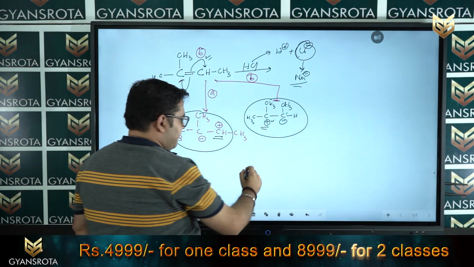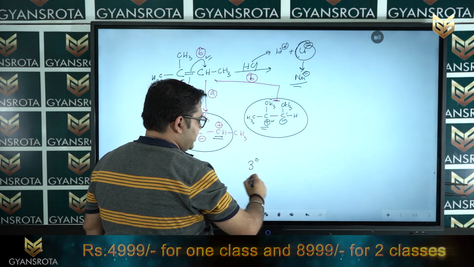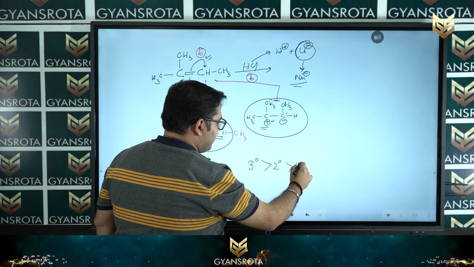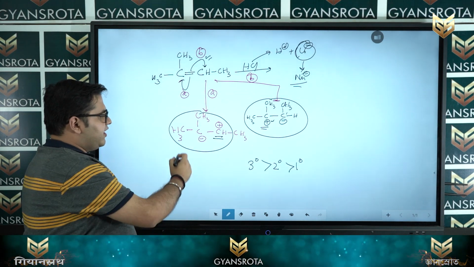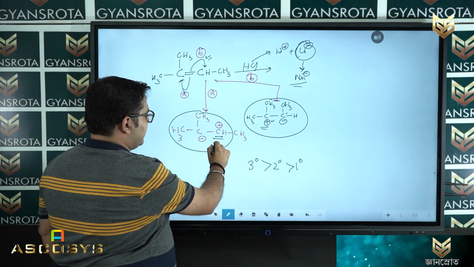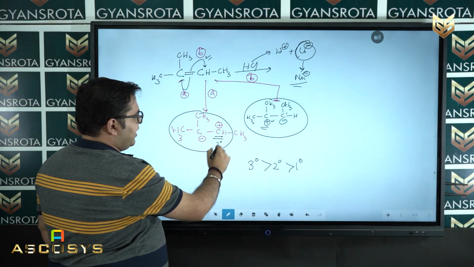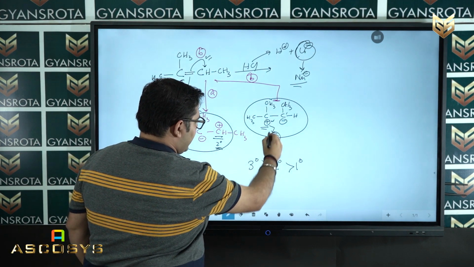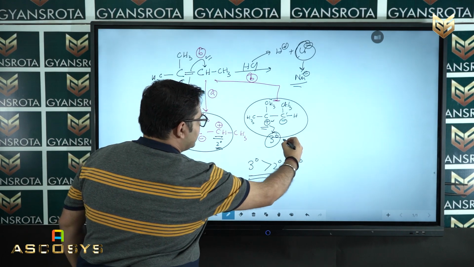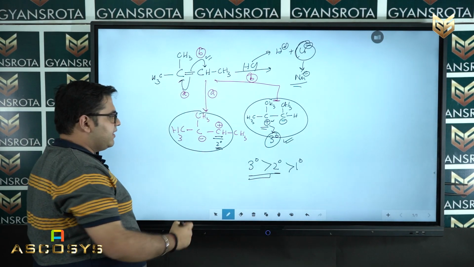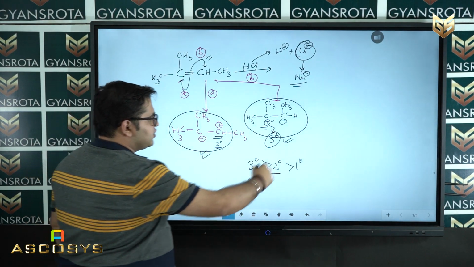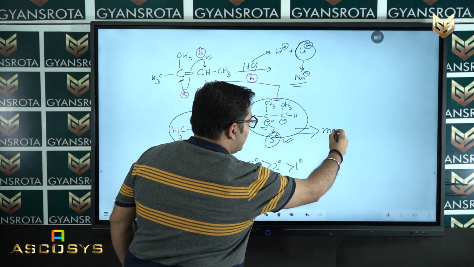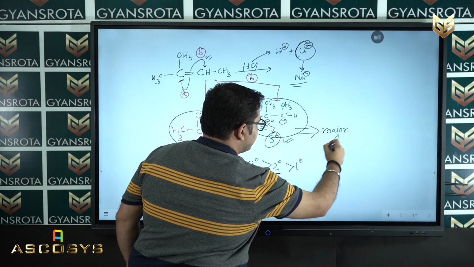Now, we know the stability of carbocation: tertiary is more stable than secondary, and this is primary. So, if you see here, this is our secondary carbocation, whereas this is my tertiary carbocation. As you see the stability, the tertiary carbocation will be more stable than the secondary carbocation. So, this tertiary carbocation will give you the major product.